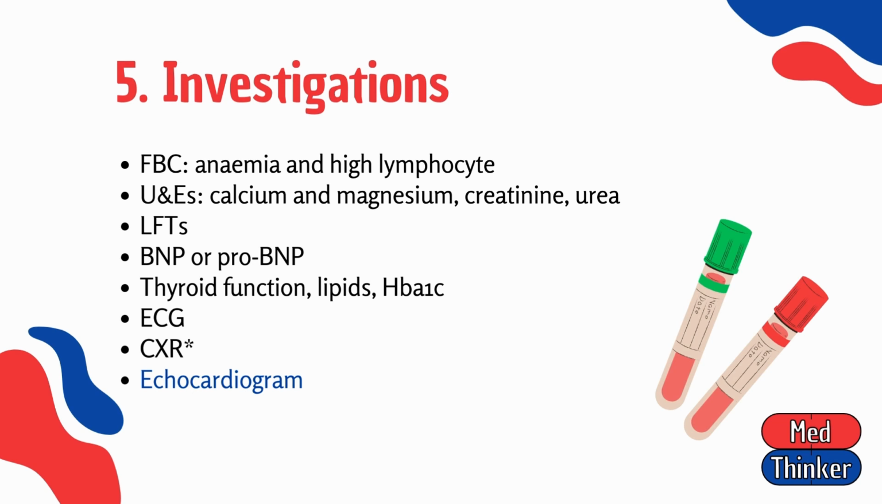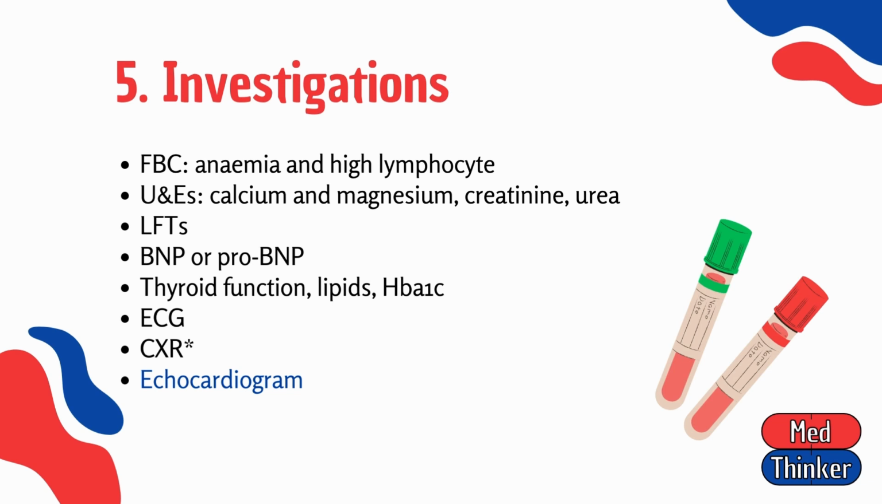If you think that someone might have heart failure, here are some of the investigations that I would like you to think about. So first of all, thinking about bloods, you will want to do a full blood count, and that is to check if there is any anemia and high lymphocyte. And these two are quite important because actually they are poor prognosis markers. UNEs, so you might want to know what their calcium and magnesium levels are, as well as their creatinine and their urea. We're trying to assess their kidney function.